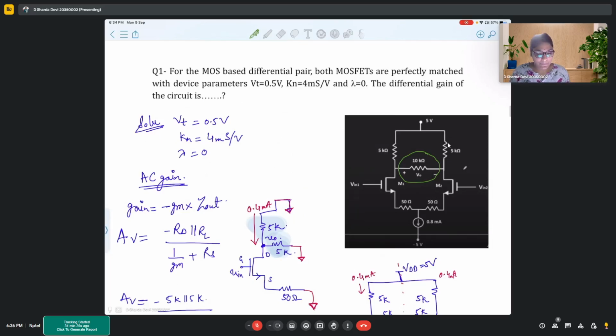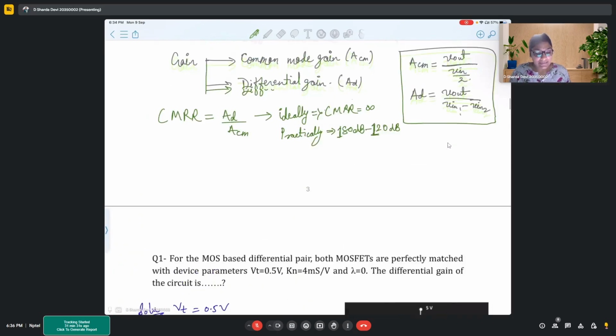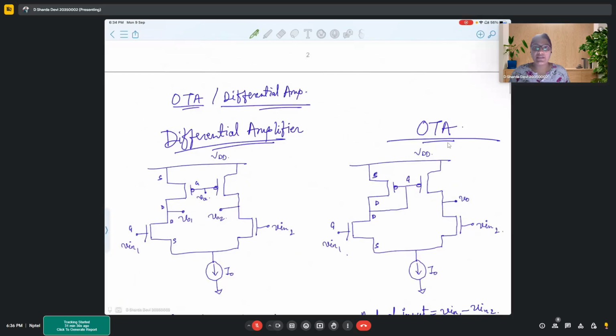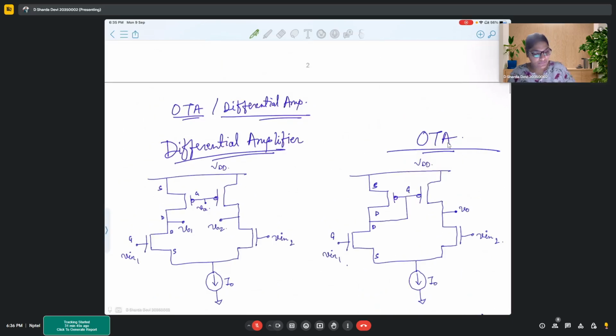If you want an example of a differential amplifier, all of you must have heard of op amps, right? You must have seen that op amp, the triangular device where we have two inputs and one output. So this is basically a differential amplifier. An op-amp is a differential amplifier, right?